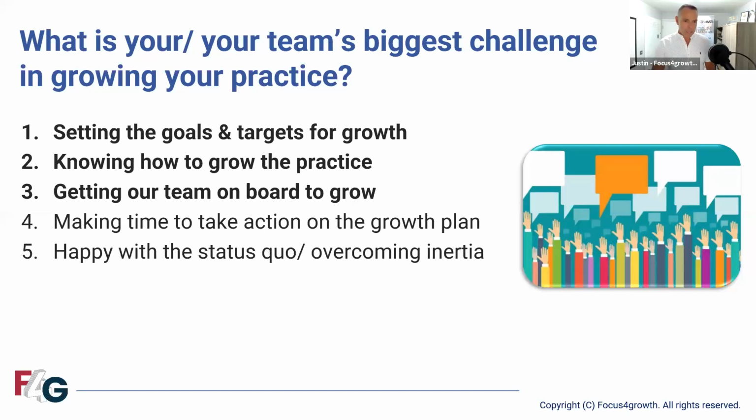So this is what everyone on the call thinks. So number one is getting our team on board to grow. So that's interesting. So that's number one tonight. Number two is kind of knowing how to grow the practice. What are the key things we need to do to grow the practice? Number three then is setting the goals and targets for growth. And then fourth is making time to action the growth plan. Nobody's saying happy with the status quo or overcoming inertia. Brilliant. Okay. Thank you for that.